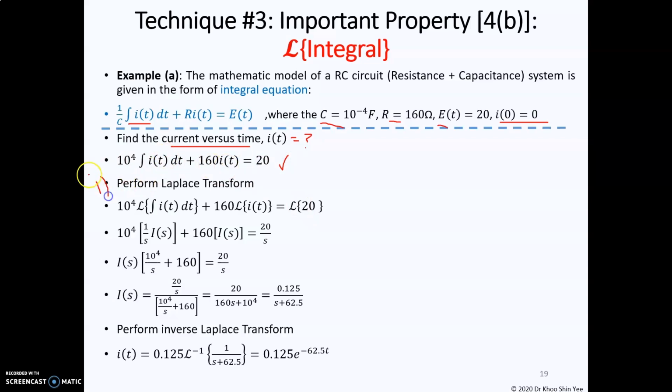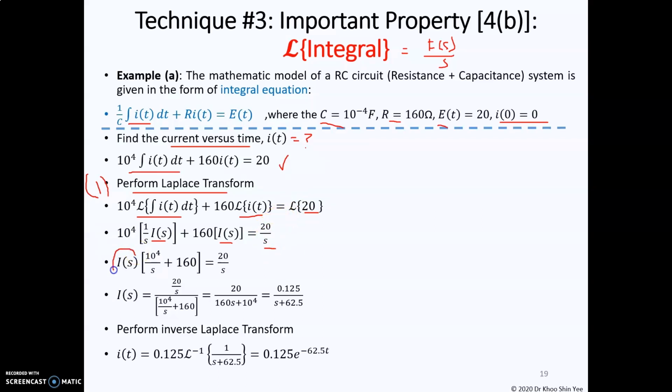For the first step, we apply the Laplace transform on both sides. For this term, you get the Laplace transform for the integration of i(t). You know that from the property, when you perform the Laplace transform for the integral, it should be equal to F(s) divided by s. So in this case, you integrate i, therefore you have I(s) divided by s. Laplace transform for i(t) here, you get capital I(s). 20 is a constant, after you perform the Laplace transform, you get 20 over s.